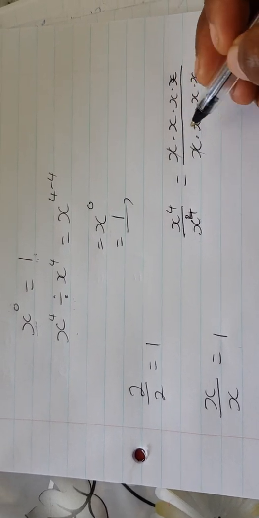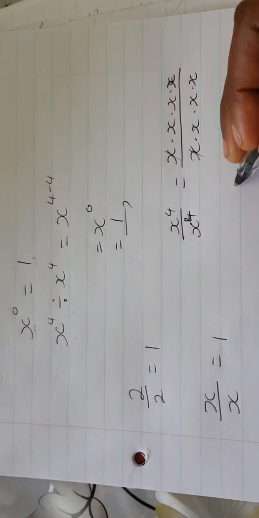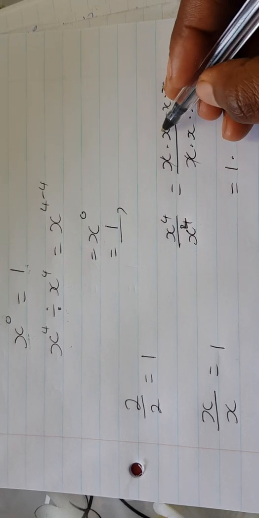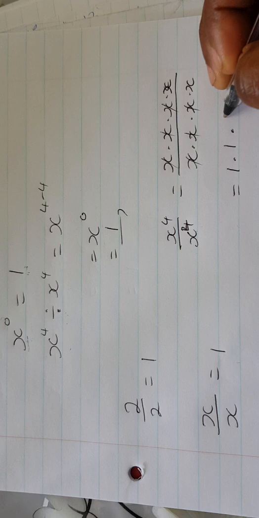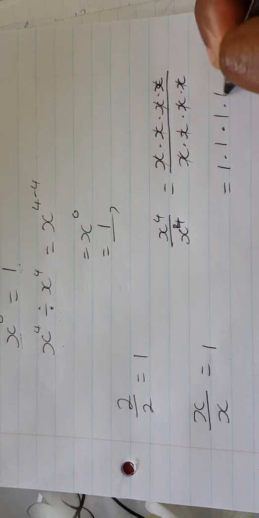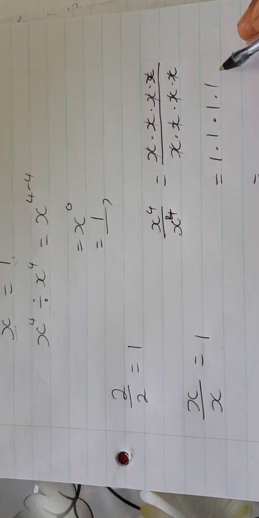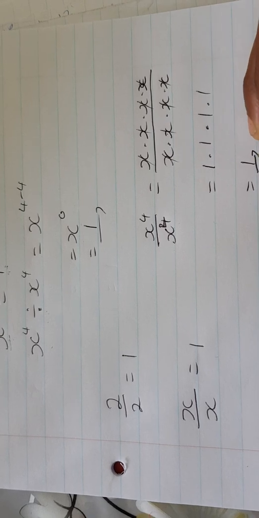So x divided by x, it is 1. Times x divided by x, it is 1. Times x divided by x, it is 1. Times x divided by x, it is 1. Therefore, 1 times 1 is going to be 1.